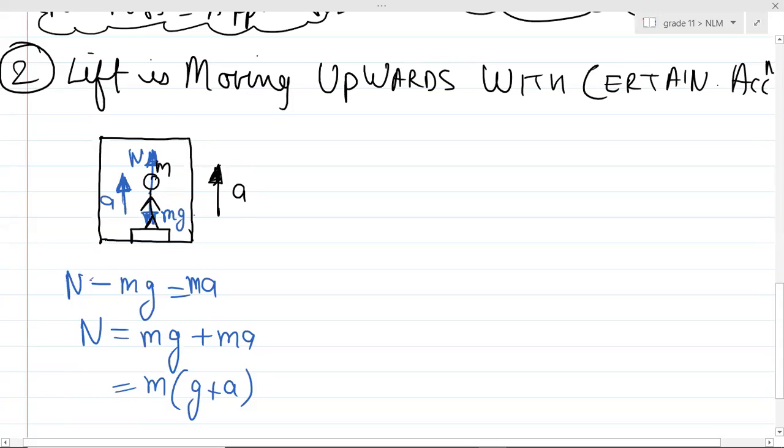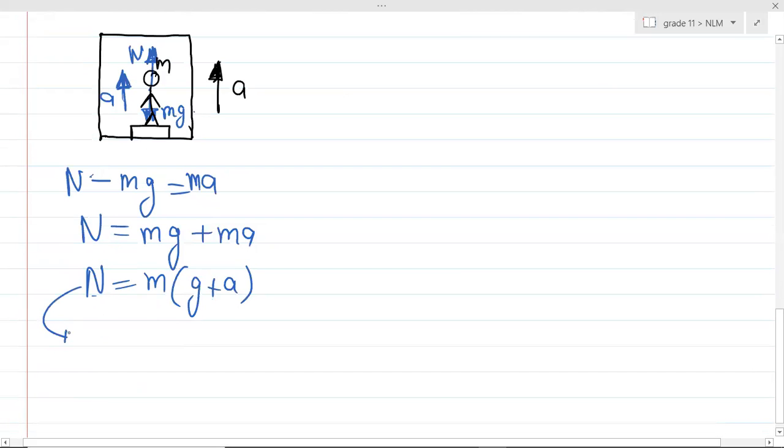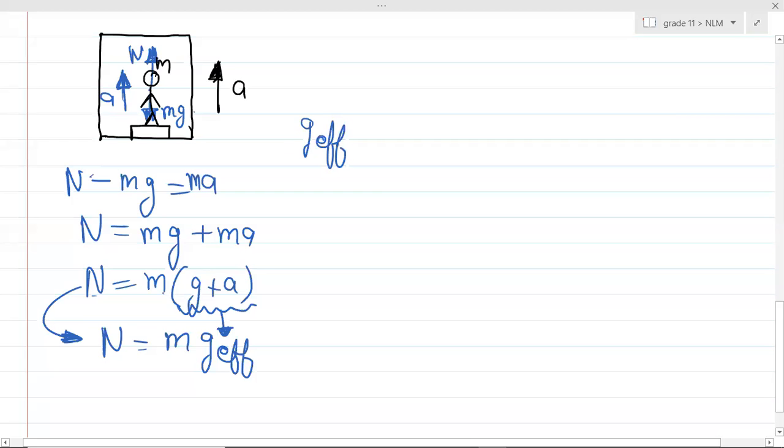So can you see N minus mg equals ma? When you solve it for the value of N, N is basically m into (g plus a). I told you this N acts as your apparent weight, right? So you can say this is m into g effective. Can you see this part is basically g effective? The effective acceleration due to gravity has increased. That is why the weight which this object will experience will be bigger.